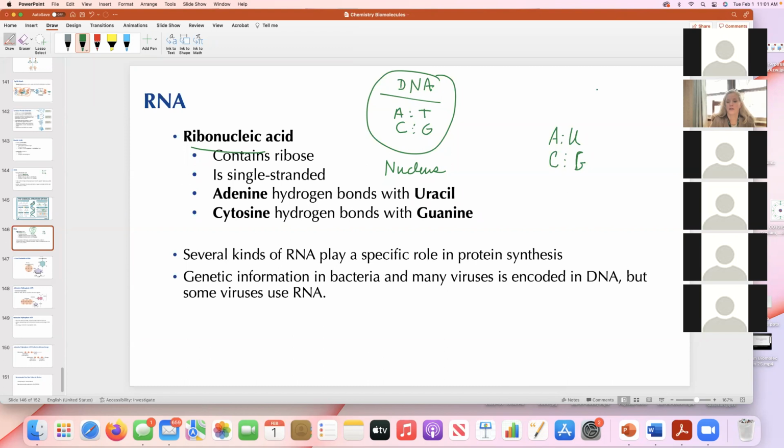Now, RNA, instead of adenine bonding with thymine, we now have adenine bonding with uracil, okay? All right. DNA is double-stranded and opens up. I'm trying to write this so that it's somewhat neat. Double strand. RNA is single-stranded.